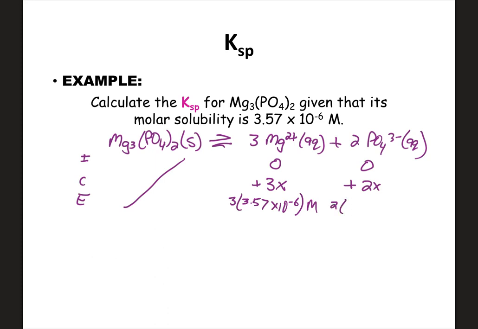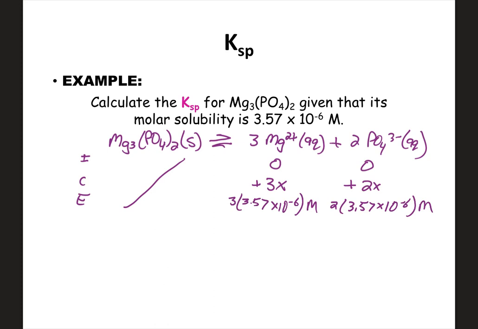So it's going to be 2 times the 3.57 times 10 to the minus 6 molar. All right, so that's very important to remember in these problems. The molar solubility is essentially X. And then when you get to the equilibrium part, you can plug that in for X.